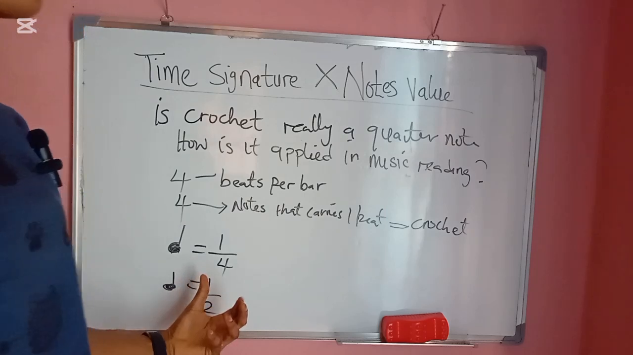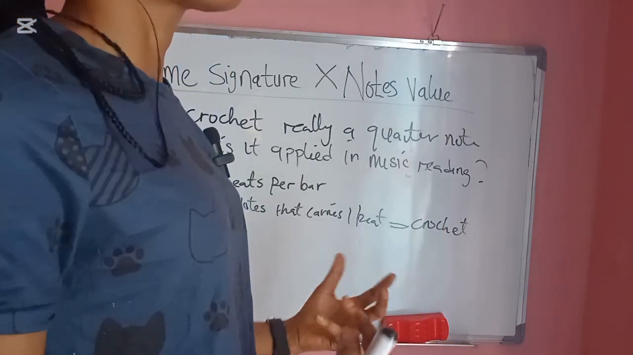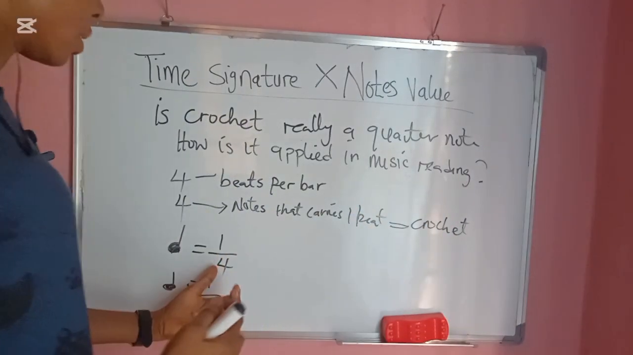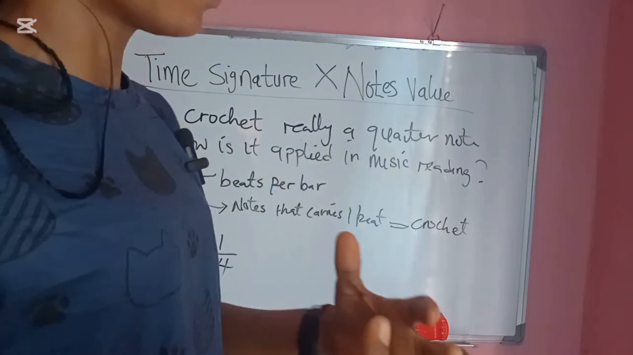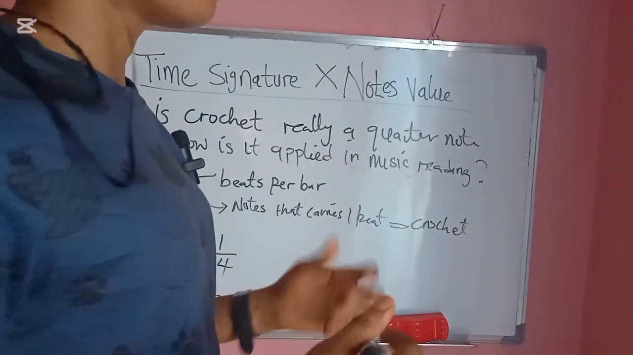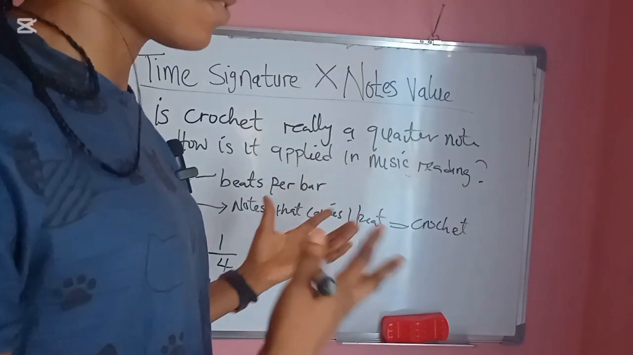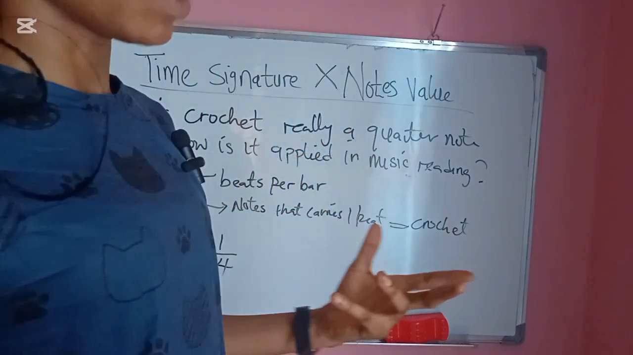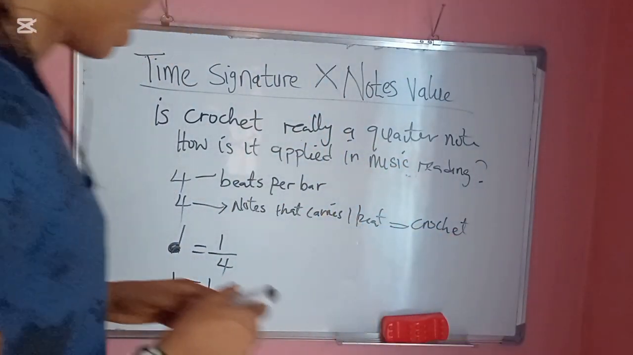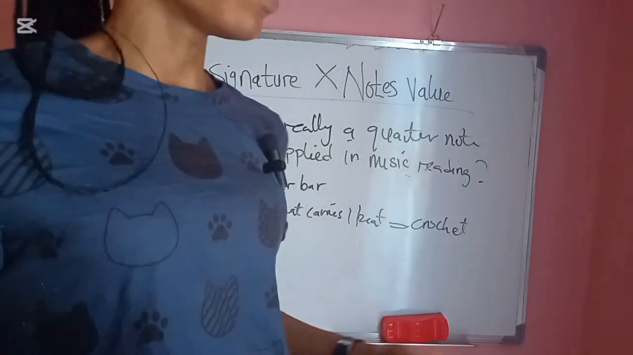This is how I apply this on time signature to help us understand note values easily. Why is crochet called a quarter note? This is my own way of explanation, and if it's helpful, then enjoy it. But if you have any arguments, you're free to argue. Everyone has their own ways of understanding things and their own opinion, and I don't limit anybody from expressing their thoughts.